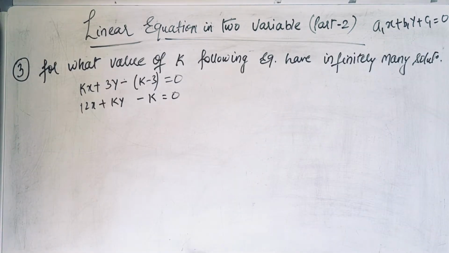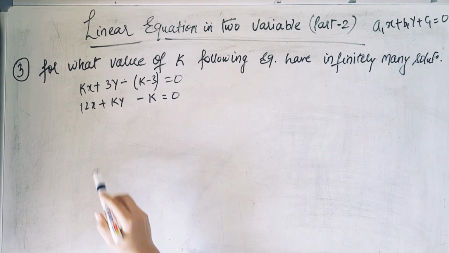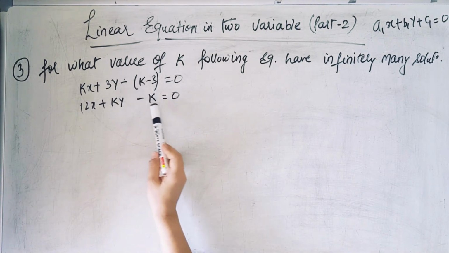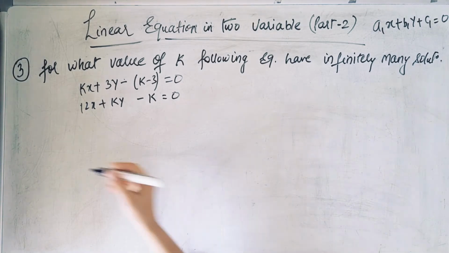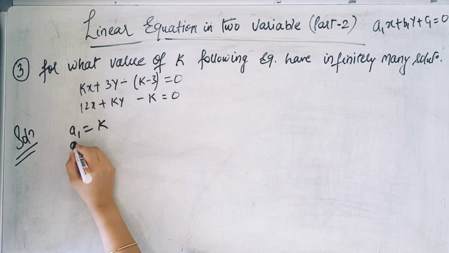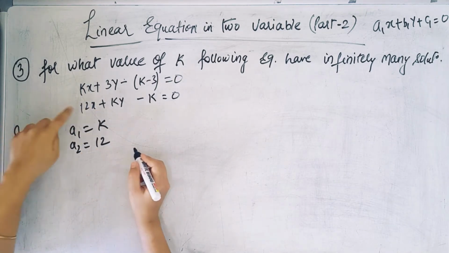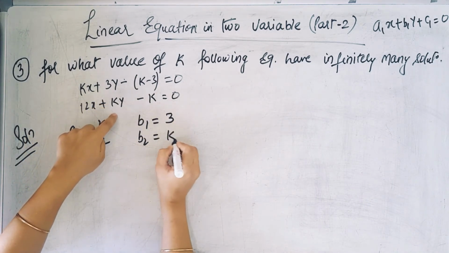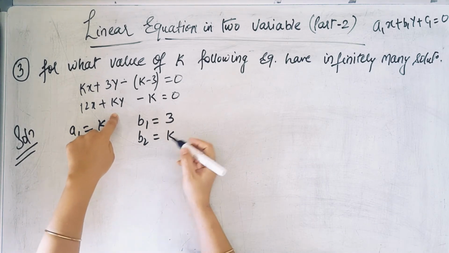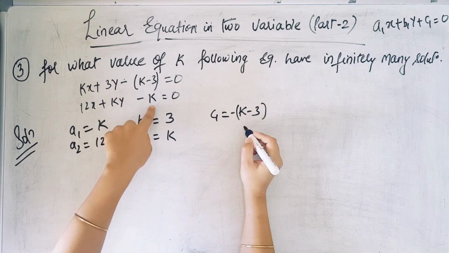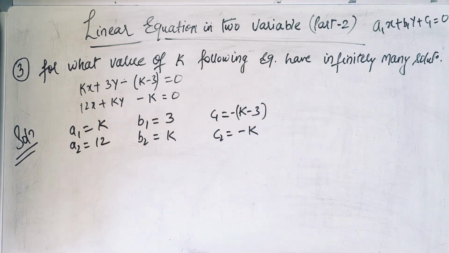Next question is, for what value of k does the following equation have infinitely many solutions? The equation is given: kx plus 3y minus k minus 3, and 12x plus ky minus k equals 0. So according to the equation, we'll first find out A1. A1 is k, the coefficient of x in the first. A2 is 12, the coefficient of x in the second. B1 is 3 and B2 is k, the coefficient of y in the second equation. C1 is the constant term in the first equation, minus k minus 3, and C2 is minus k.